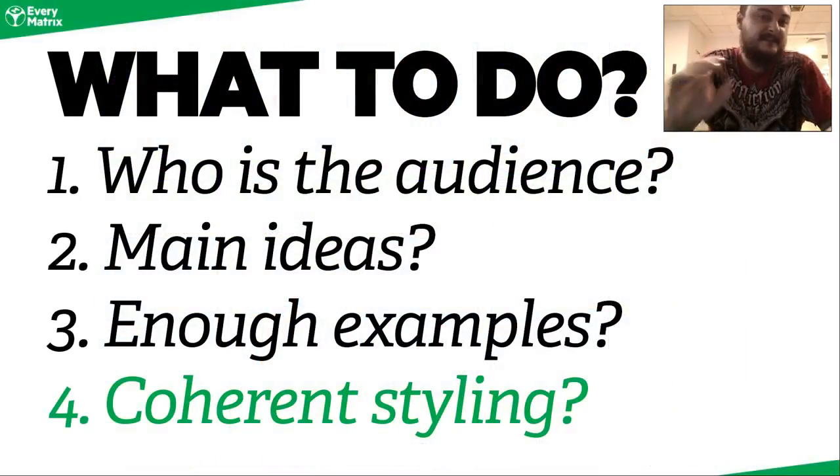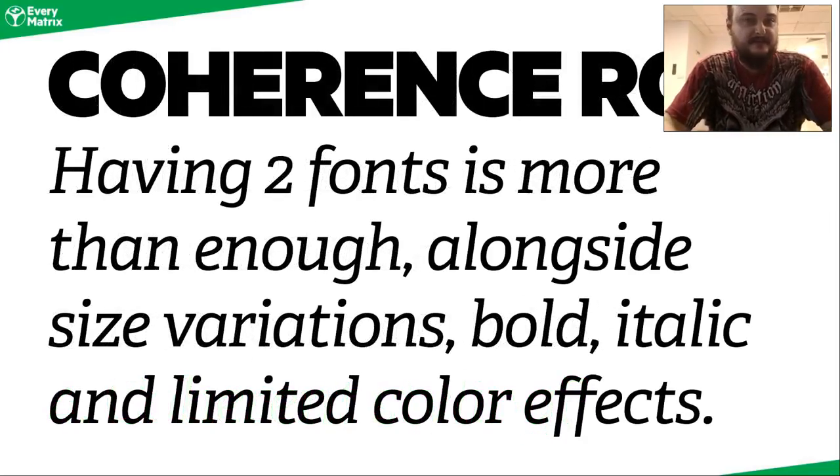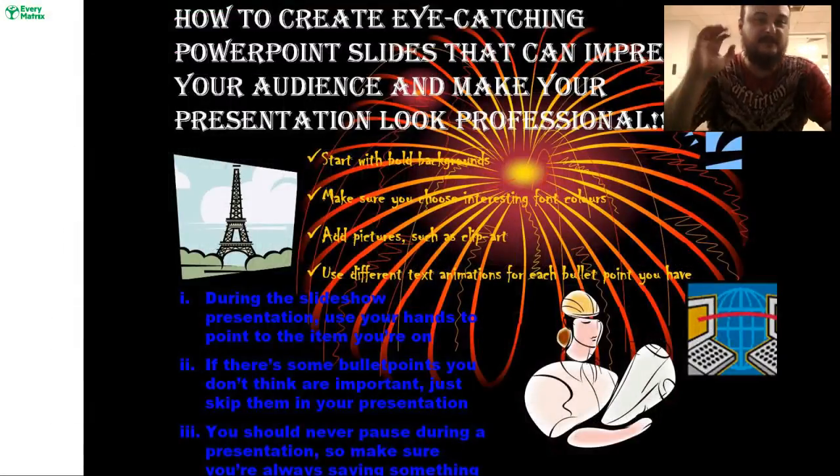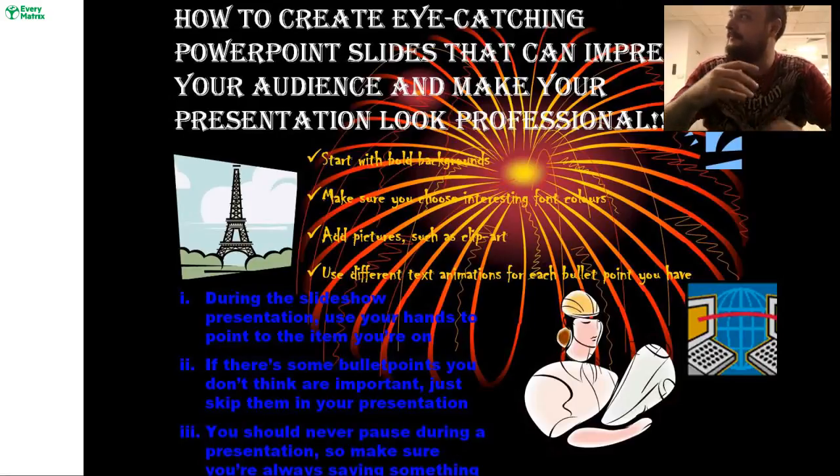And the last but not least, coherent styling. This is one of the less important issues, but it's still important if you want to be credible, if you want people to believe what you're saying with a greater nuance. So coherence rocks. Having two fonts is more than enough, alongside size variations, having bold, italic, and some colors in your presentation. This does not work. So don't try to make your presentation something like this, with 100 different fonts, 100 different colors, things popping up everywhere and so on. This does not work.